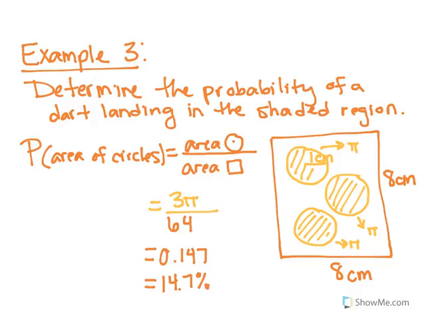Now, please take into consideration that although that's a very small percentage, my figure is not drawn to scale. That's a pretty small probability that we're going to land in that area. But that's how we do this. This is your geometric probability. And that will conclude this tutorial.